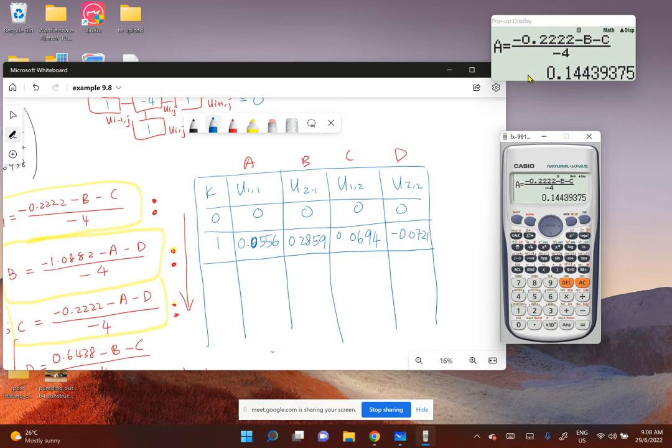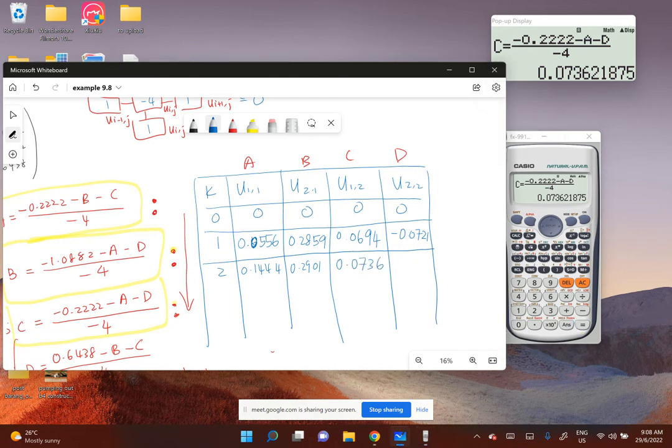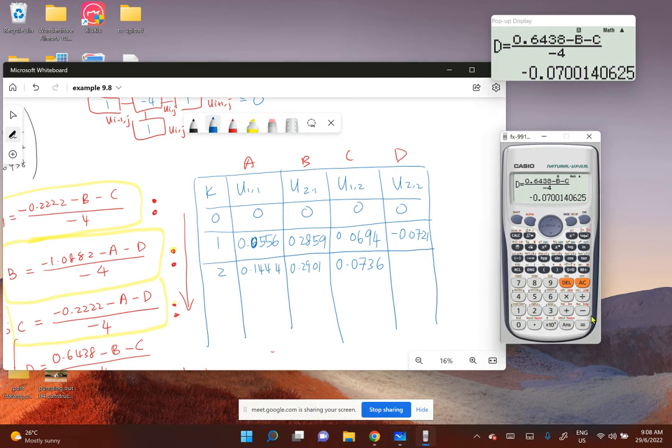Okay, so the next A is 0.1444. So equal to 0.2901. Press equal to 0.0736, equal to negative 0.070. And then continue.